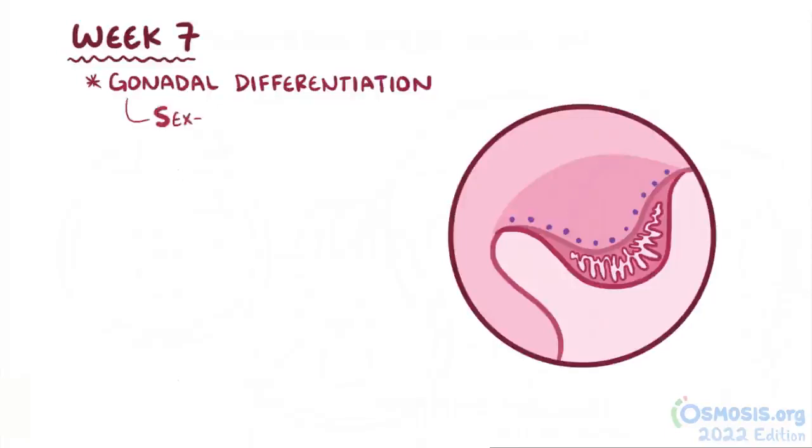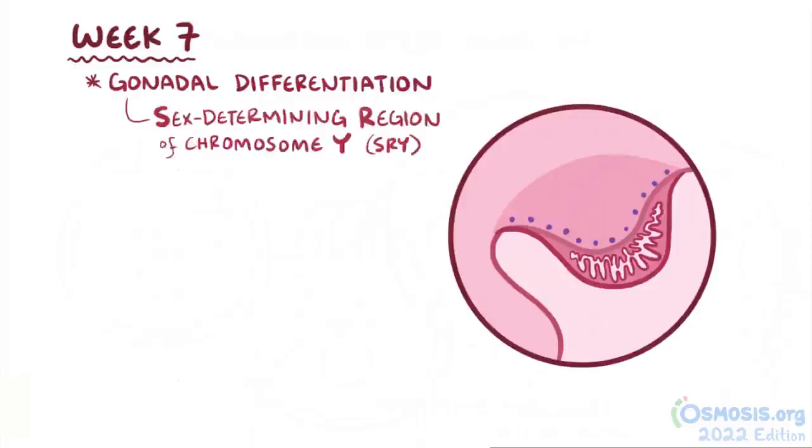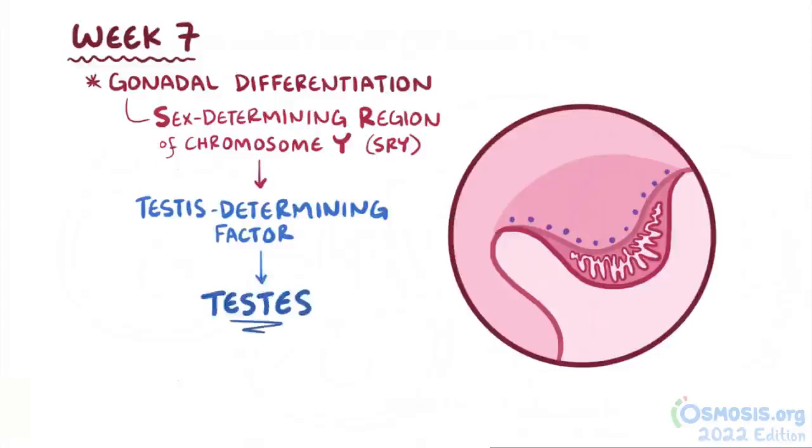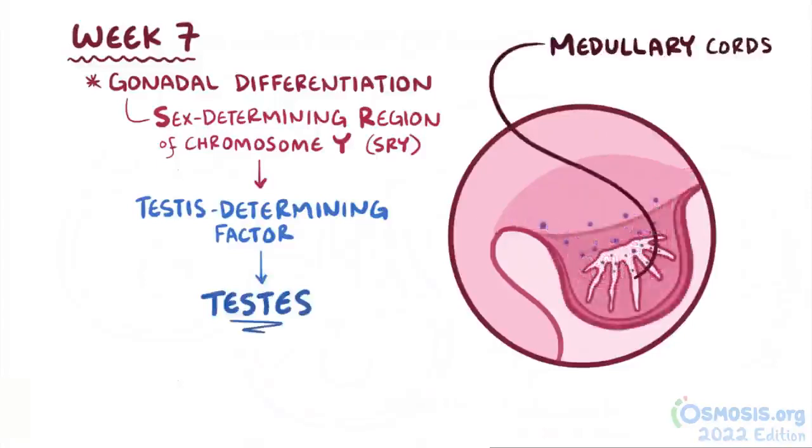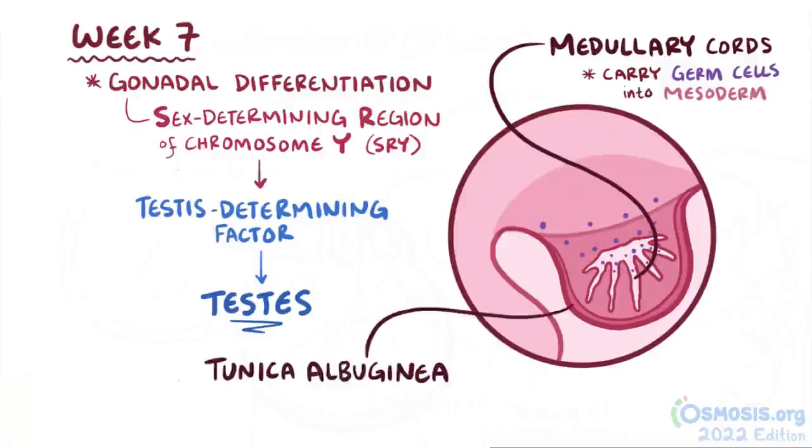In a male, genes in the sex-determining region of the Y chromosome, or SRY for short, code for a protein called testis-determining factor, which initiates the development of the testes. The primitive sex cords mature into medullary cords that grow longer and carry the primitive germ cells deeper into the mesoderm. The surface epithelial layer of each gonad thins out to become the tunica albuginea.